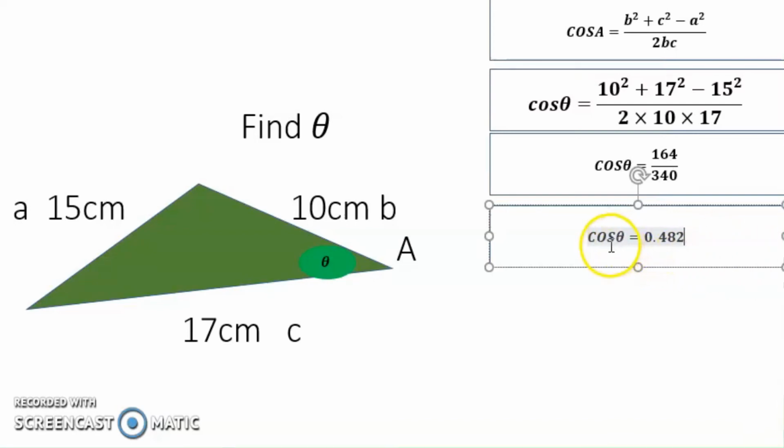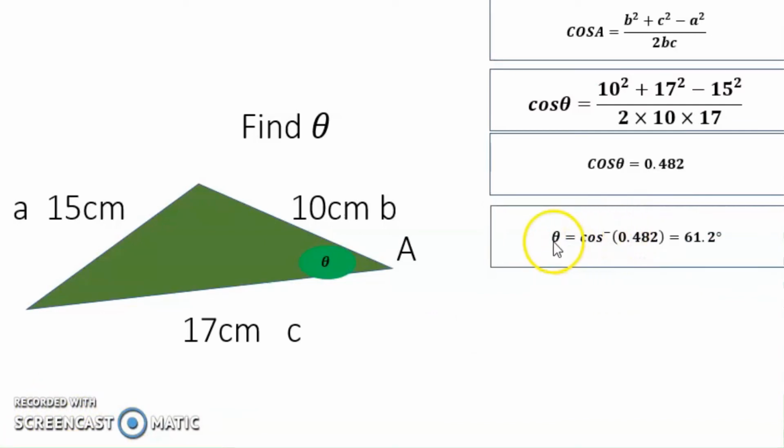We are asked to get theta, not cos theta. So to find theta, we look for the cos inverse of this value. Theta is equal to cos inverse of 0.482, which you can get with your calculator. The answer will be 61.2 degrees.